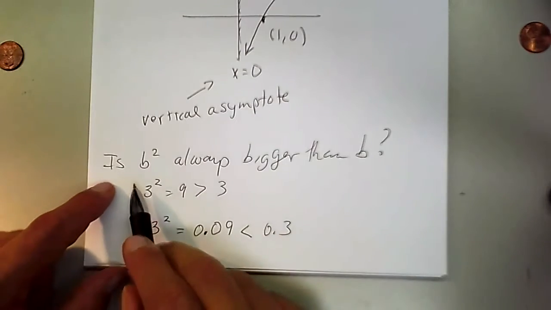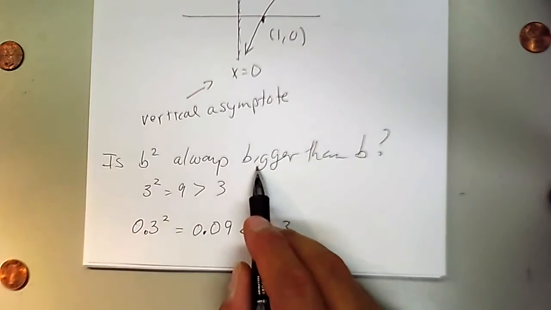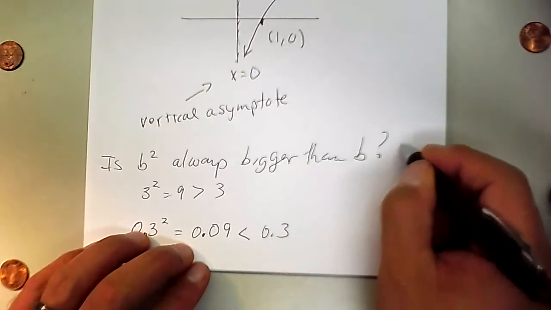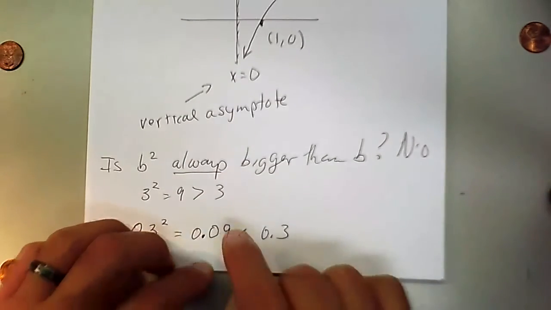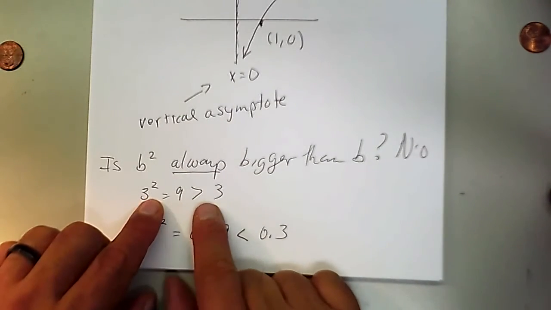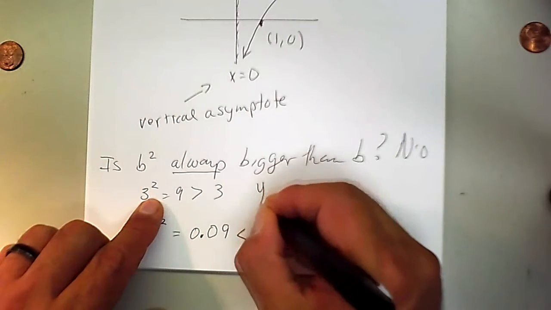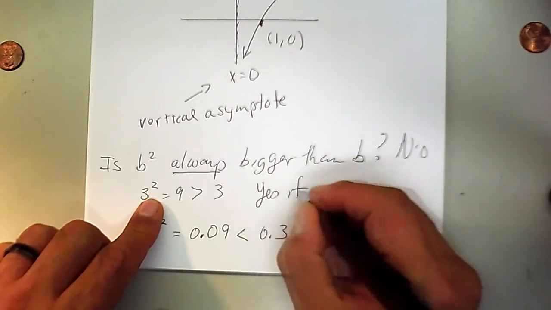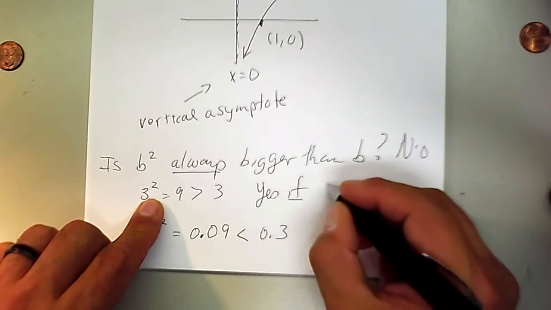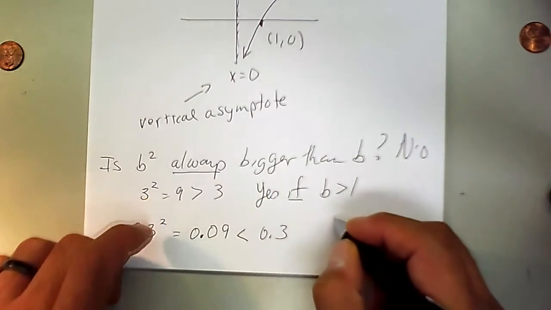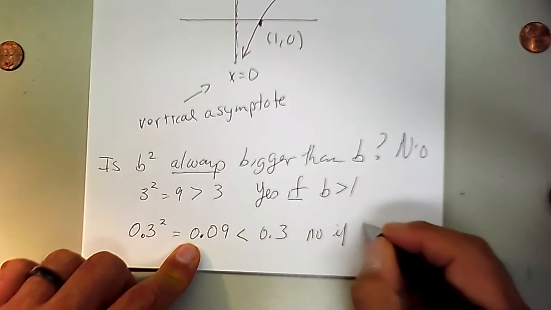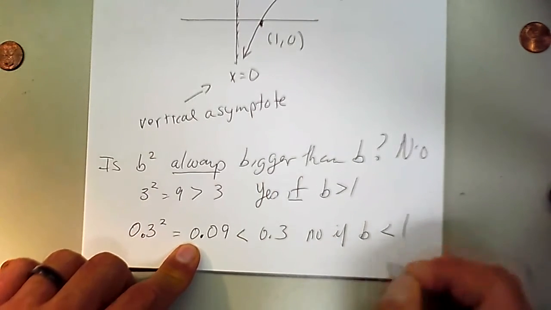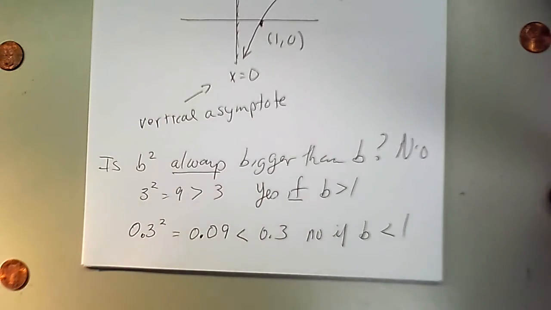So is b squared always bigger than b? The answer is no, it's not always. The key here is always. If b is bigger than 1, yes. So the answer is yes, if, there's a big if, b is greater than 1. No, if b is less than 1, between 0 and 1.